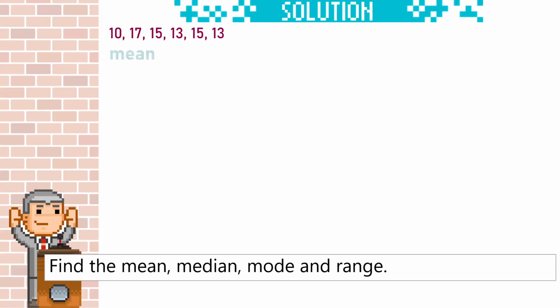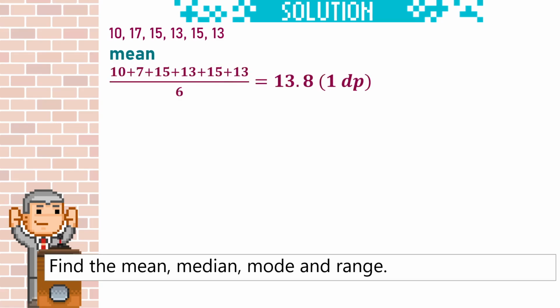Let's start with finding the mean. So for the mean, we add up all the numbers, divide them by the amount of numbers. There are 6 numbers, so we're going to divide by 6. That will give us 13.8 to 1 decimal place.